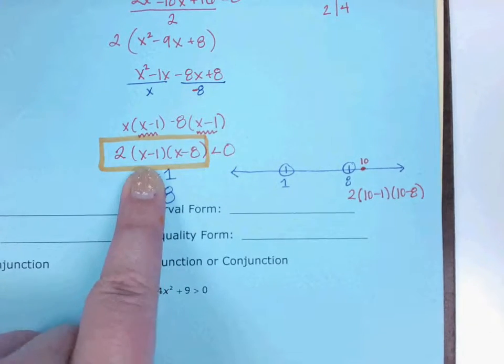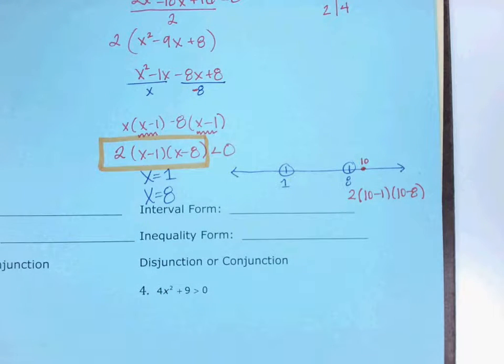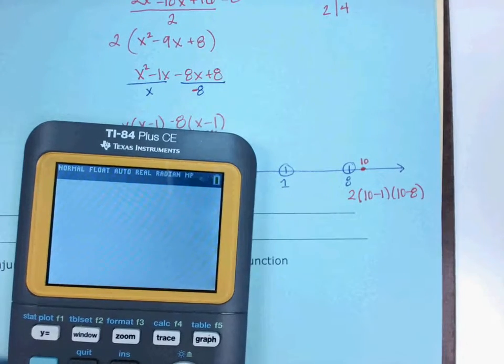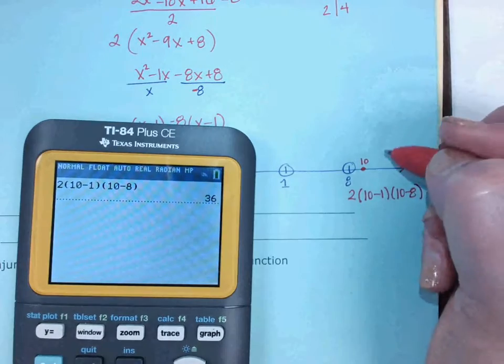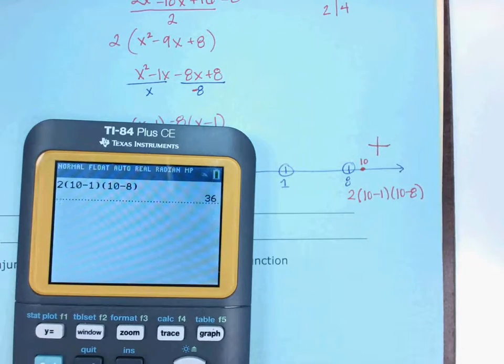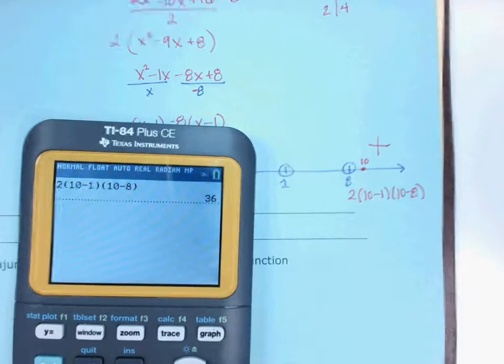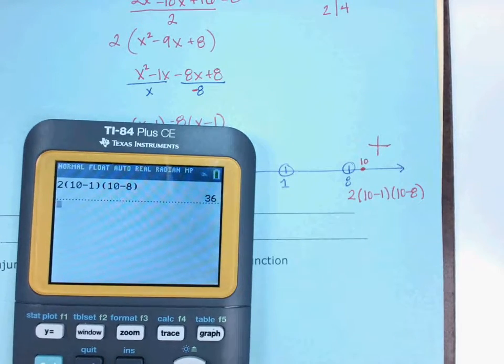10 minus 1 is 9. 10 minus 8 is 2. What's 9 times 2? Positive 18. Times it by 2 again. Does that change anything? It's still going to be positive. So you would do this: 2, 10 minus 1, 10 minus 8. And then I see it's positive, so I'm going to indicate that with a plus sign. Now, if you had not picked 10, say you'd picked 9, your answer is going to be different, but it should have still been positive.